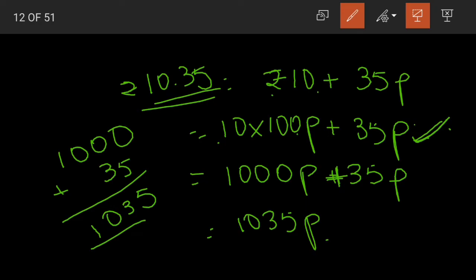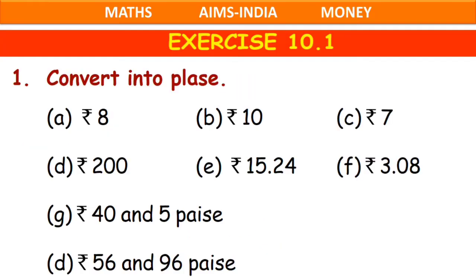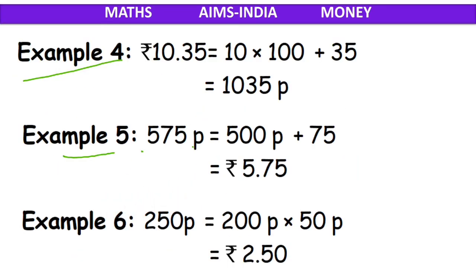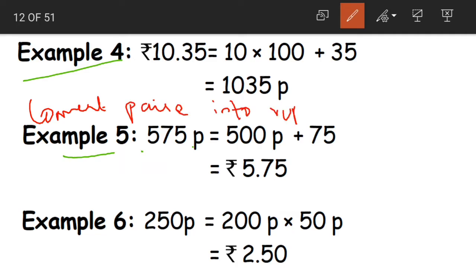10 rupees 35 paise is equal to 1035 paise. If you are familiar with the chapter measurement, children, like conversion of meters into centimeters or meters into kilometers, this is somewhat similar to that. Clear with example 4? Now let us move on to example 5. 575 paise, and in example 6 we have 250 paise. Here the question is missing. It should be convert paise into rupees.